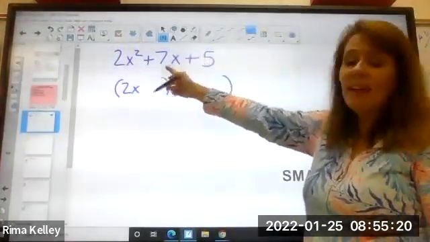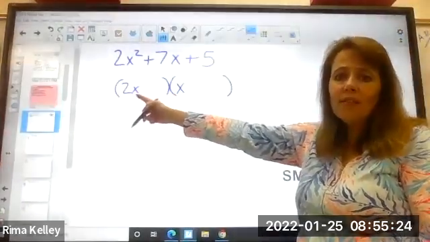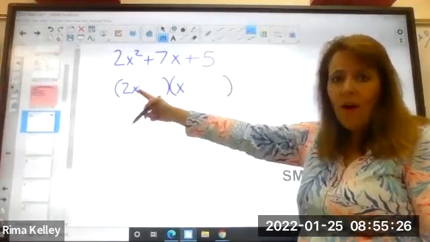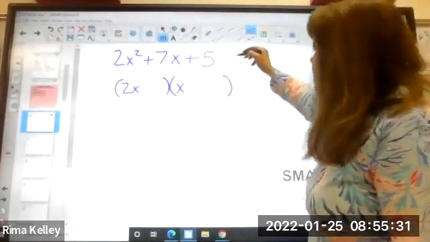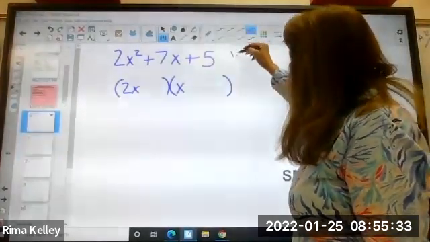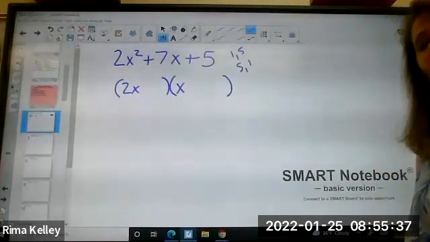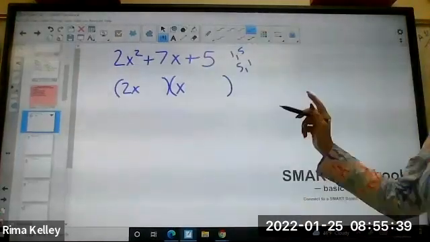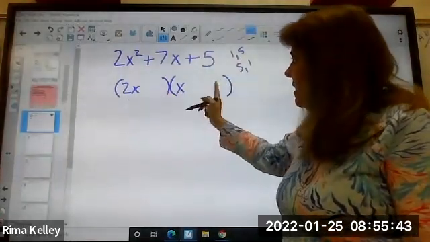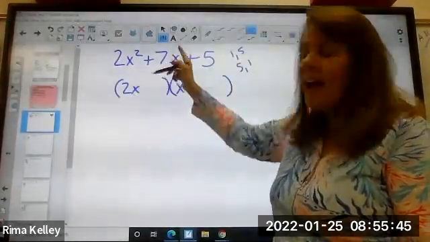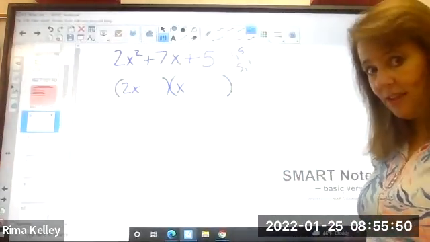You don't get to say that adds together to give you 7, because there's a 2 that's going to be multiplied by one of the terms. All you say is what times what is 5. There are only 2 options: 1 and 5, and 5 and 1. Now order matters, because one of them has to get multiplied by 2 when you check insides and outsides, and it has to add up to 7x.